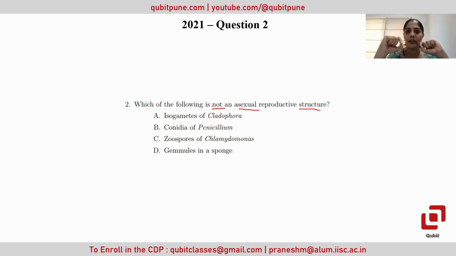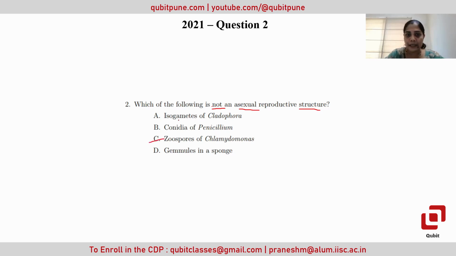We have to point out the option that is not a sexual kind of reproduction, so we have to choose from those options. If you see the options carefully, spores are usually a method of asexual reproduction, so you can definitely remove option C.